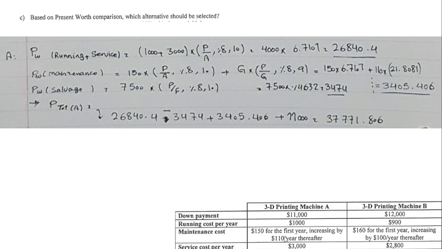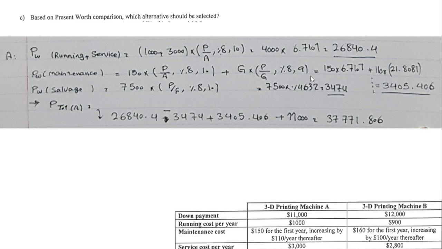This is something which gradually increases, so it will start from the second year. In the first year, it is 150. After that, it is 110, which increases every year. So it is 110 times present over gradient, 8%, how many years of the life? I'm telling you that we are not considering the first year; we are considering it from the second year. So it would be 8% and 9.